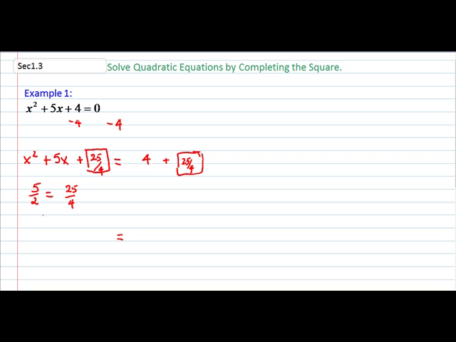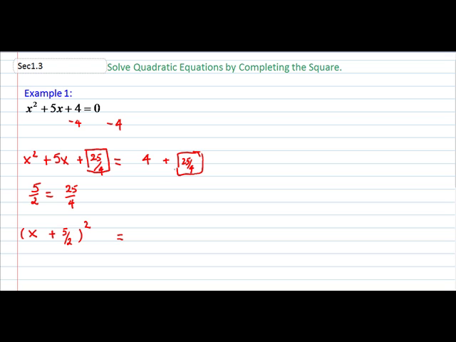Now, because this polynomial is perfect, to factor it is extremely easy. This plus here goes straight down. This number here is half of the 5. Half of the 5 is 5/2. Then you square.